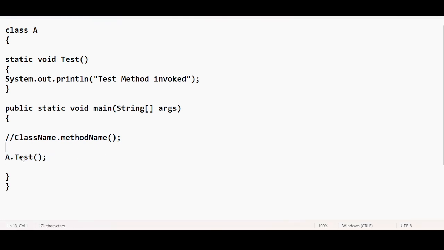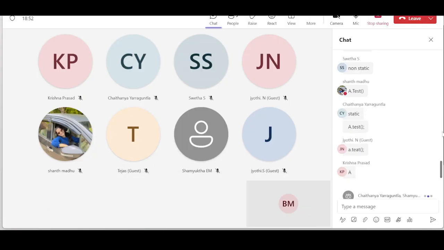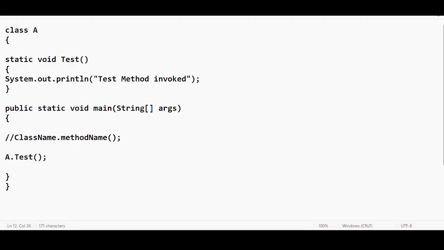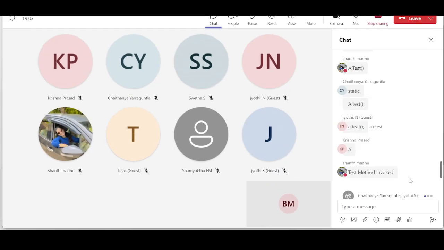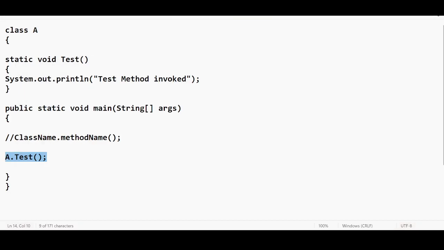If I run this, what would be the output now? Tell me. If I run this, what will be the output? No, I'm asking what will be the output. Why would A come? Test method invoked. Yes, test method invoked. Good. The control will be transferred to the test method and all the instructions in this test method will get executed.